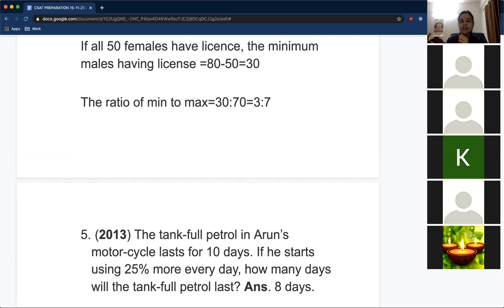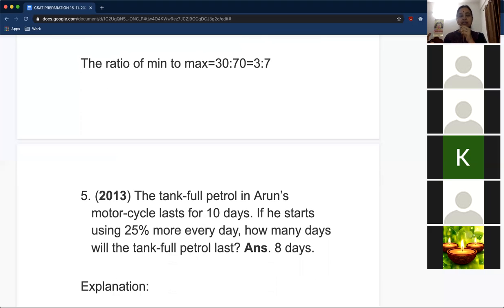How much more is he using? Per day, it is assumed that every day he is spending the same amount of petrol, not that he is going for a long drive one day. In all these cases, we assume that every day the work done is exactly the same, and also every day the petrol used is exactly the same. So in one day, how much will he use? He uses 1 by 10, right?